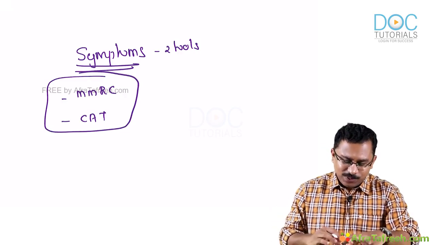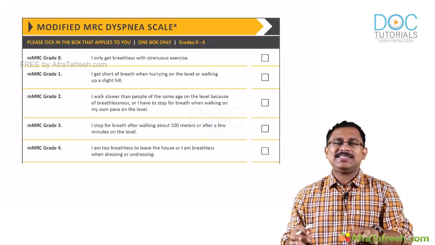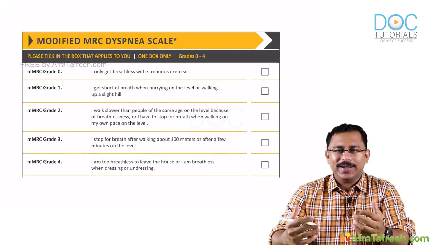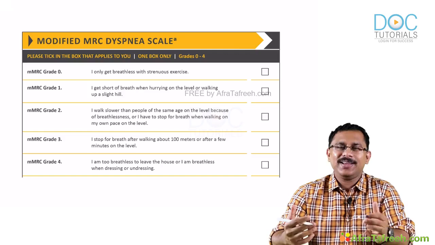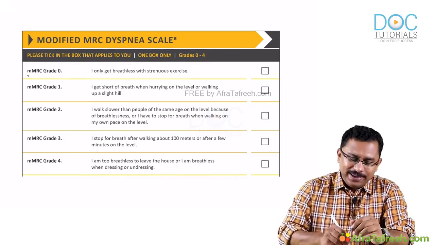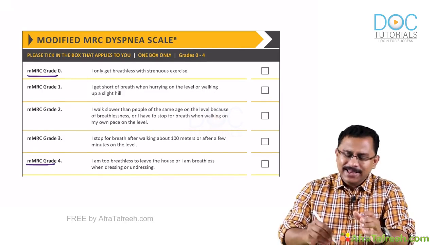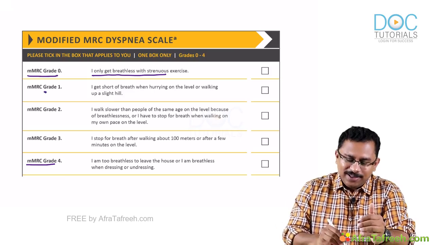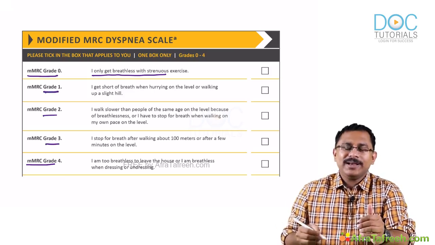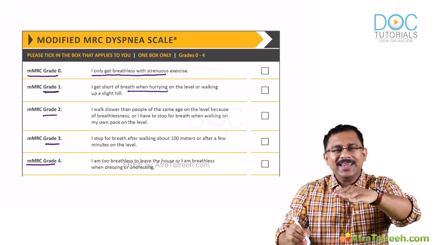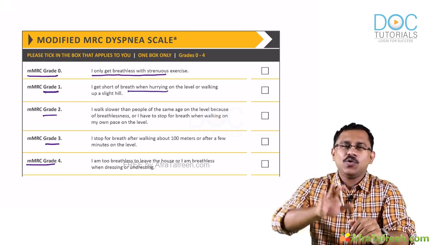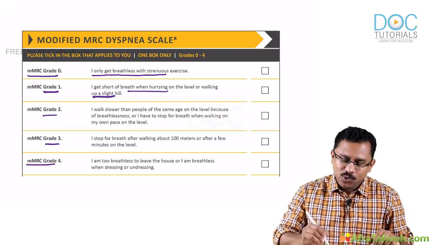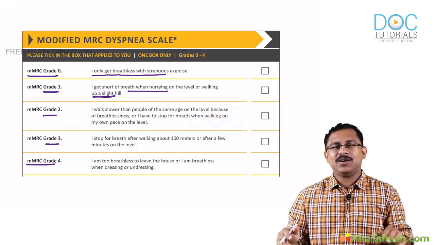Let us see. This one is the modified MRC dyspnea scale. This is nothing but a questionnaire which is given to the patient to grade the severity of his symptoms. So you have grade 0 to grade 4. Grade 0 means he is getting breathless only with strenuous exercise. Grade 1 means while he is hurrying on level ground or going up a slope, he develops breathlessness. Then you have grade 2, grade 3 and grade 4 in increasing order of severity.